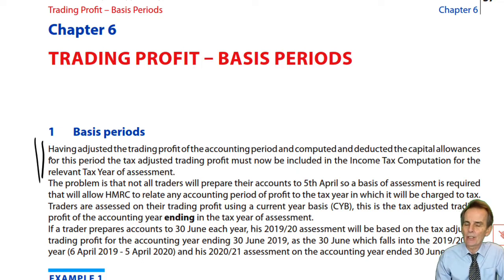The thing is that an individual may choose any accounting period that they wish to. They don't have to pick a 5th of April.